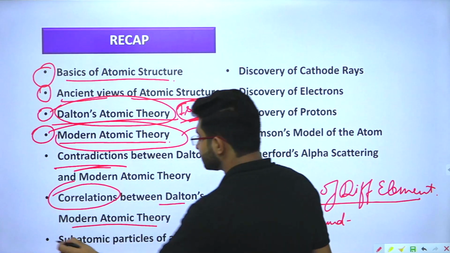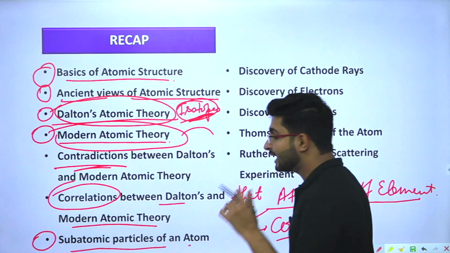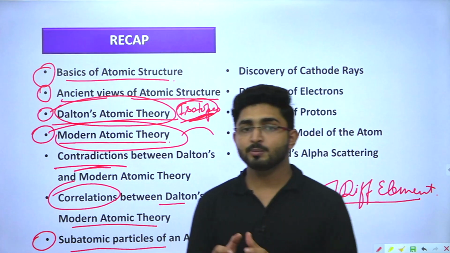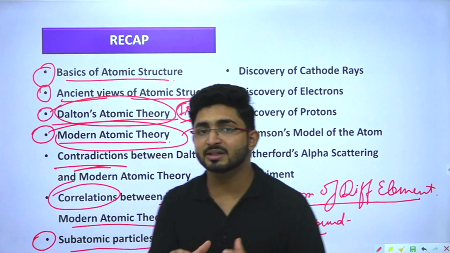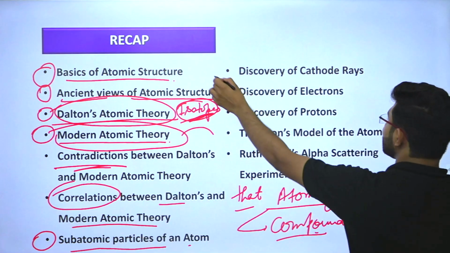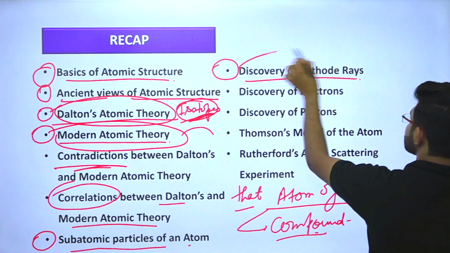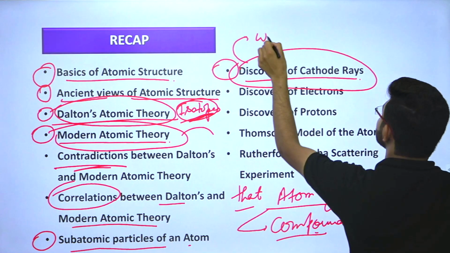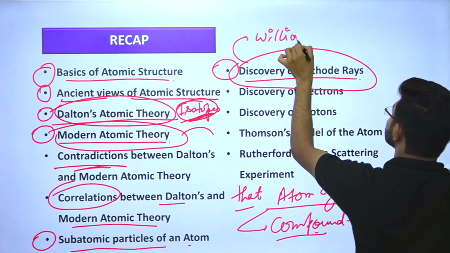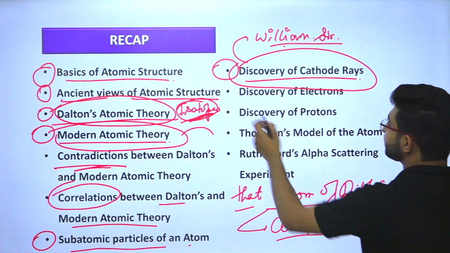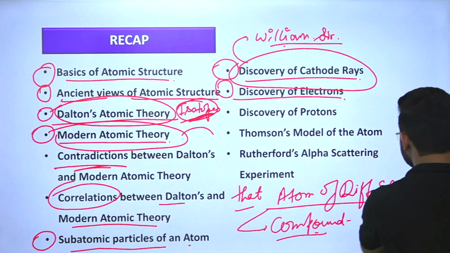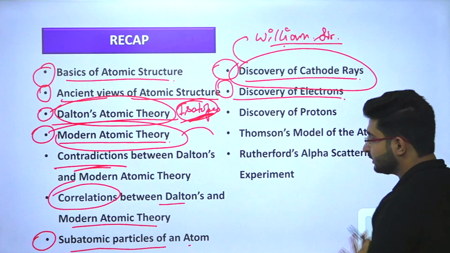Afterwards, we have studied the subatomic particles of an atom, and the subatomic particles were electron, proton, and neutron. But who discovered electron, proton, and neutron? We have studied those discoveries as well. In that, we have studied discovery of cathode rays, which was done by William Crookes. Okay, and then after that we have studied discovery of electrons. But what we have studied in discovery of cathode rays?